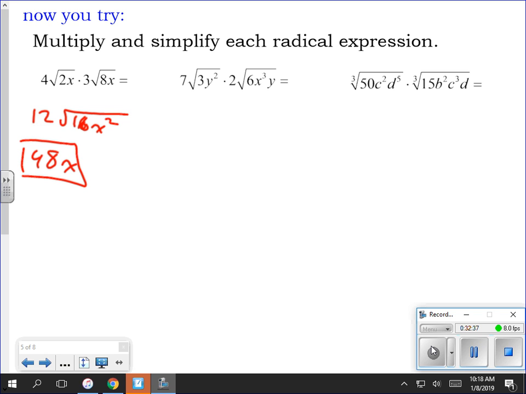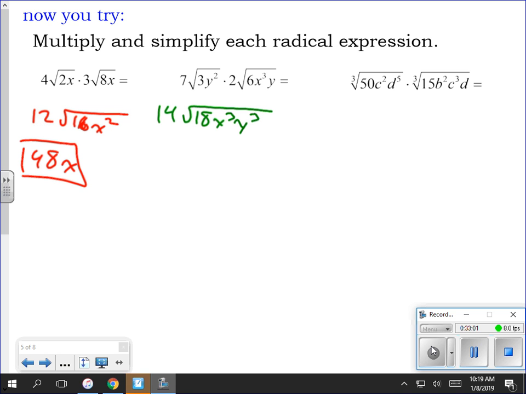Next one, I would do the same thing. The numbers are small enough. Leave the square roots and square roots stuff outside. 7 times 2 gives you 14. Square root 3 times 6 is 18. X cubed. And then y squared times y is y cubed.